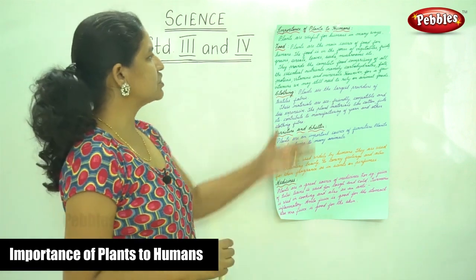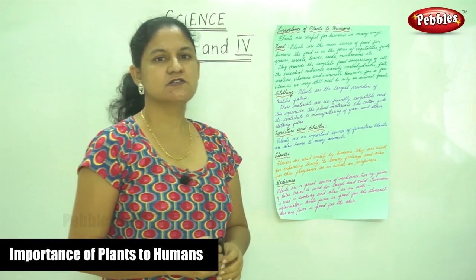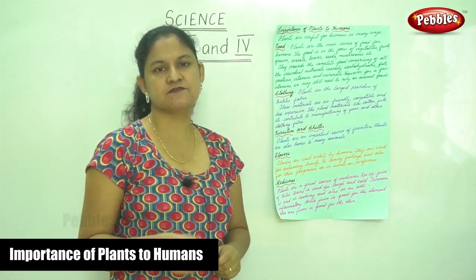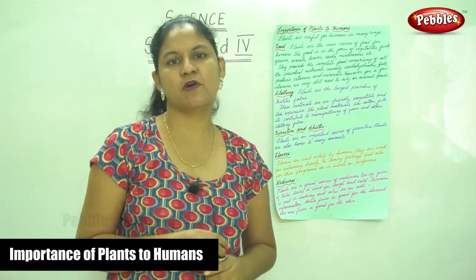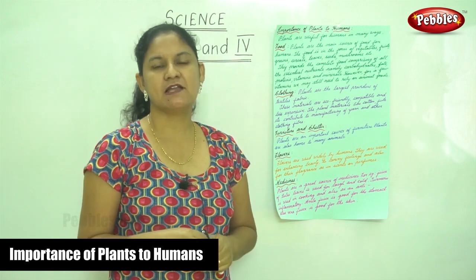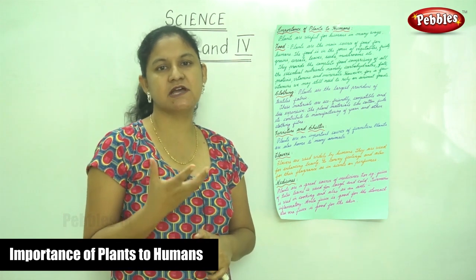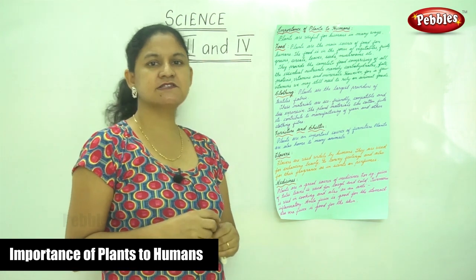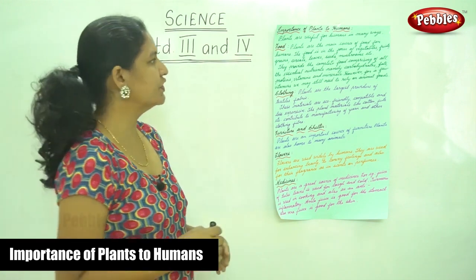So now we are going to talk about the importance of plants to humans. We have already seen that humans and animals survive because of plants, and plants not only provide us with food but also shelter and clothing. Plants provide shelter to animals like the birds that build their nests on the top of trees. So let us see what are the different importances of plants to humans.